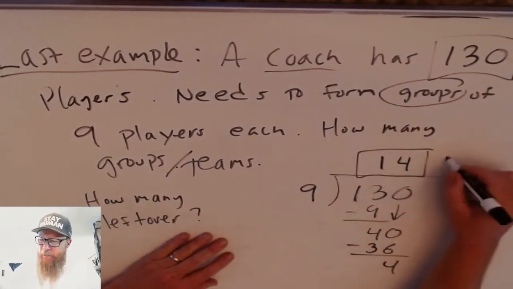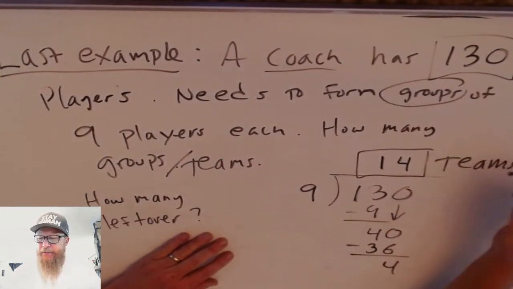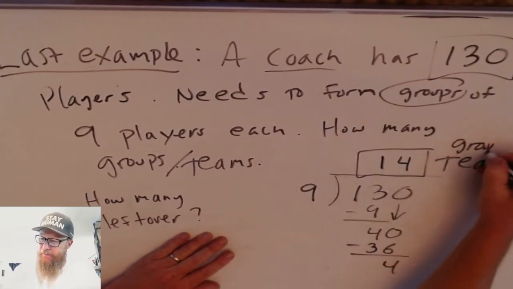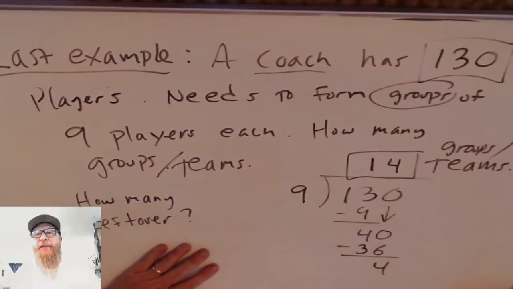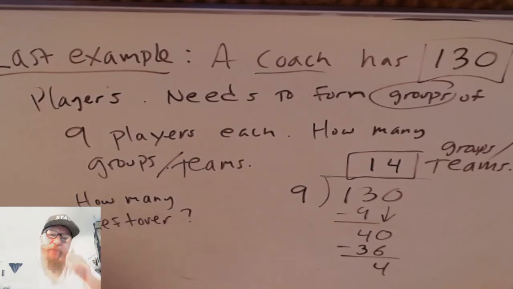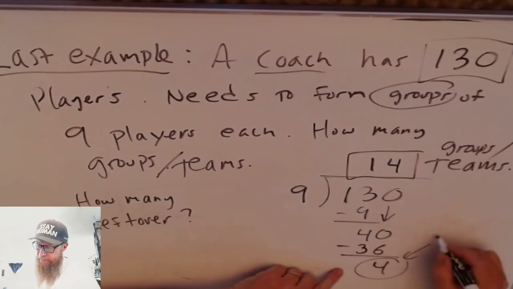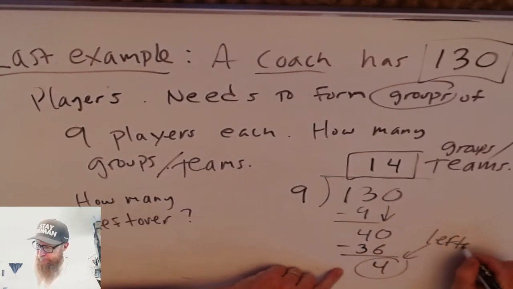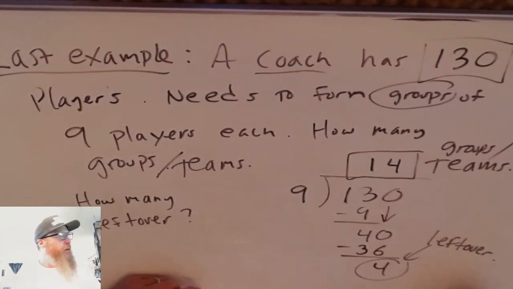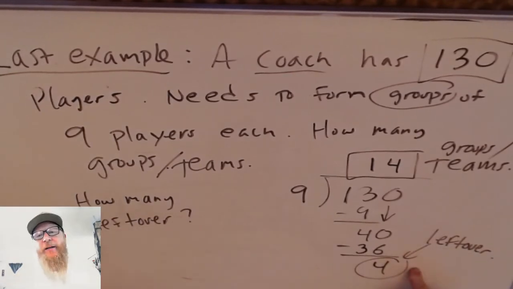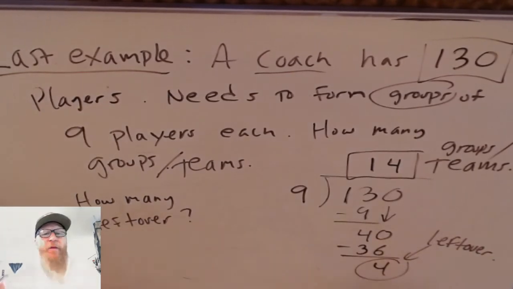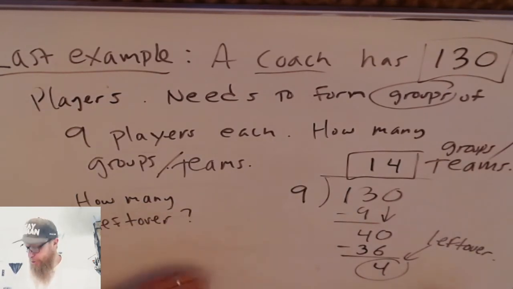So that means there will be 14 teams or groups, depending on what you're calling them. Another name for that is an association. We'll talk about the associative property later. And 4 would be left over. In other words, there will be 4 people that don't get on a team. We'll call them floaters or something. They can fill empty spots on other teams if somebody sprains their ankle or something. They're on the bench.